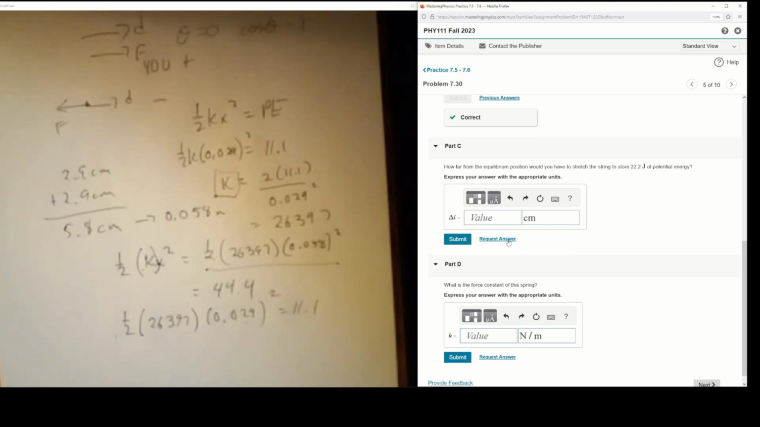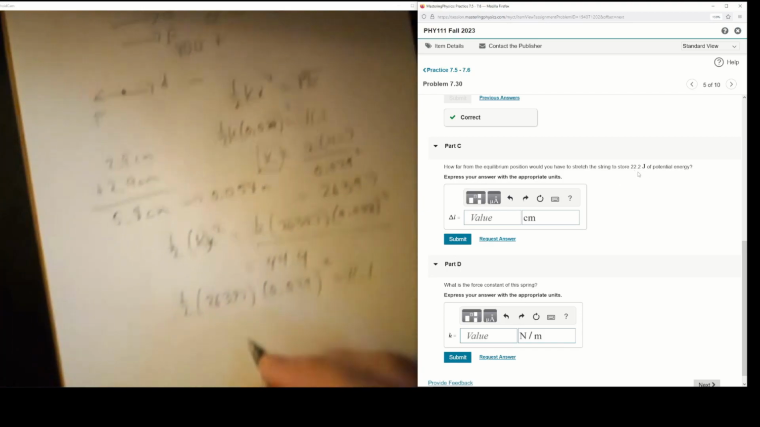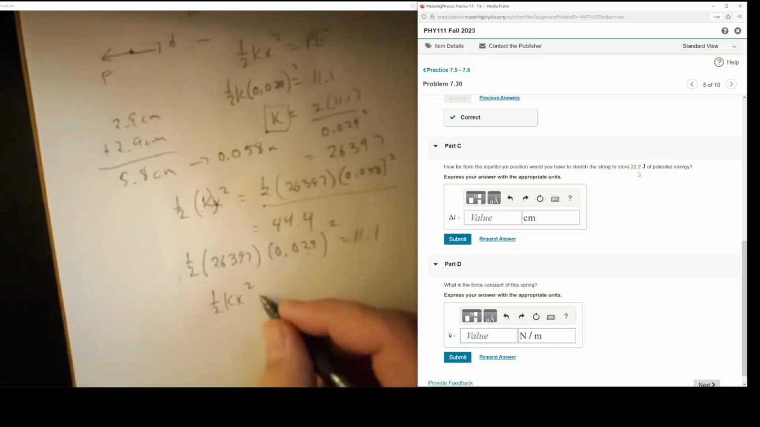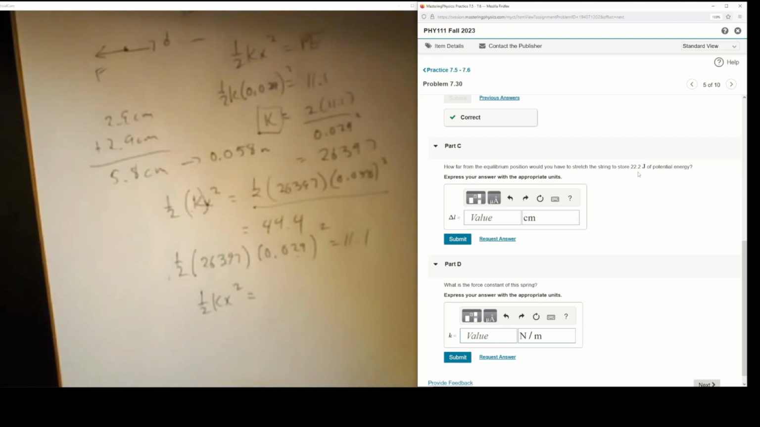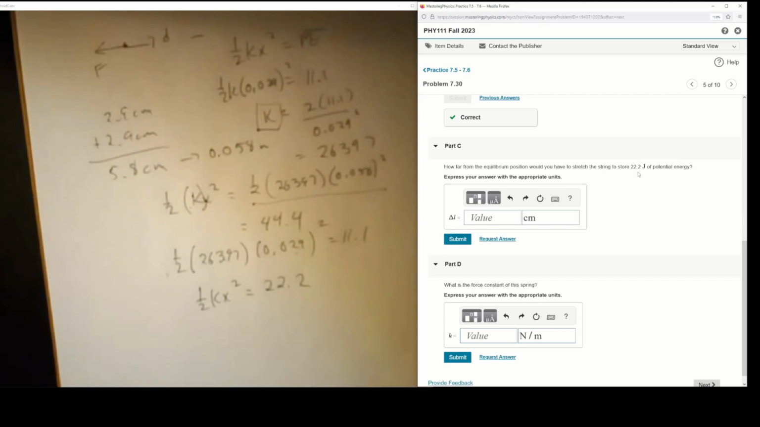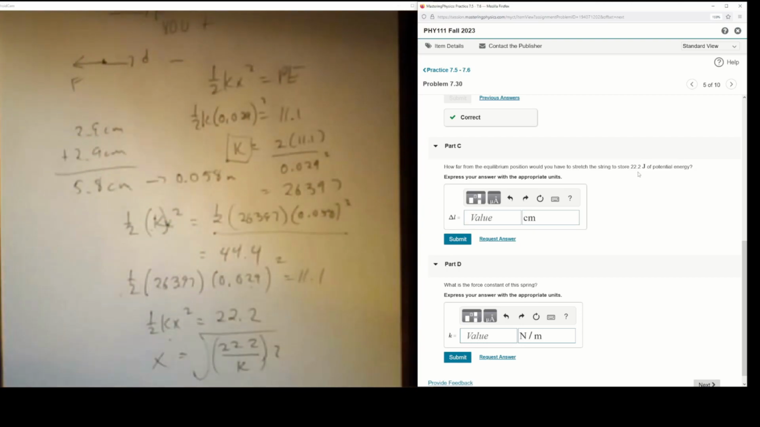But moving on, how far from the equilibrium position would you have to stretch the spring to store 22? So we're still using 1/2 kx squared. We already know what k is. They're asking us now to figure out what x should be so that the total energy stored is 22.2 joules. So we're solving for x. Divide by k, multiply by 2, and we'll have to take the square root there to figure out x.